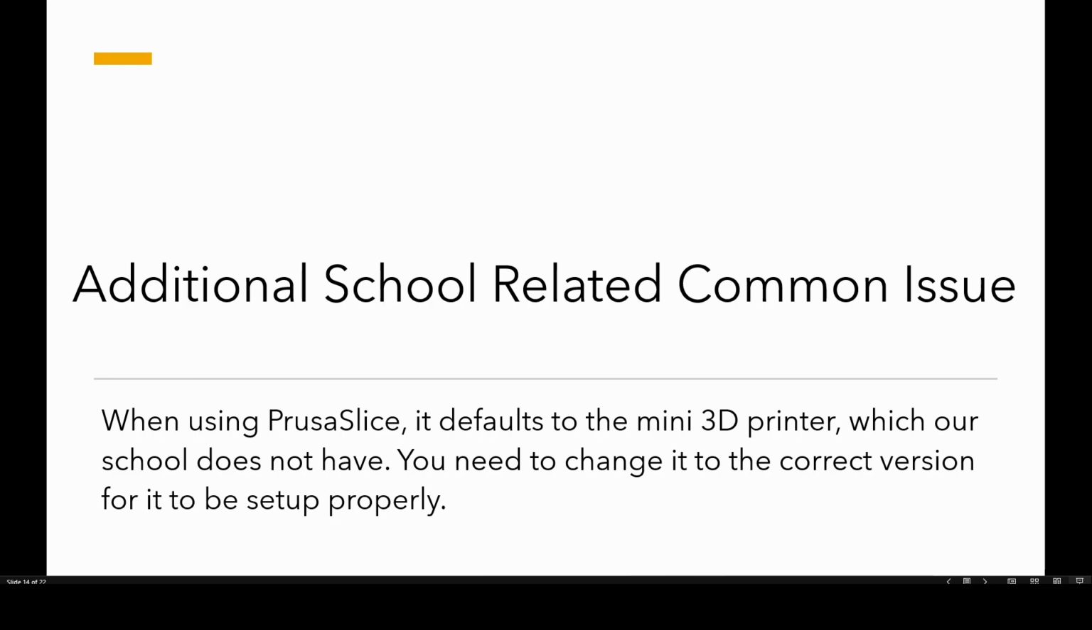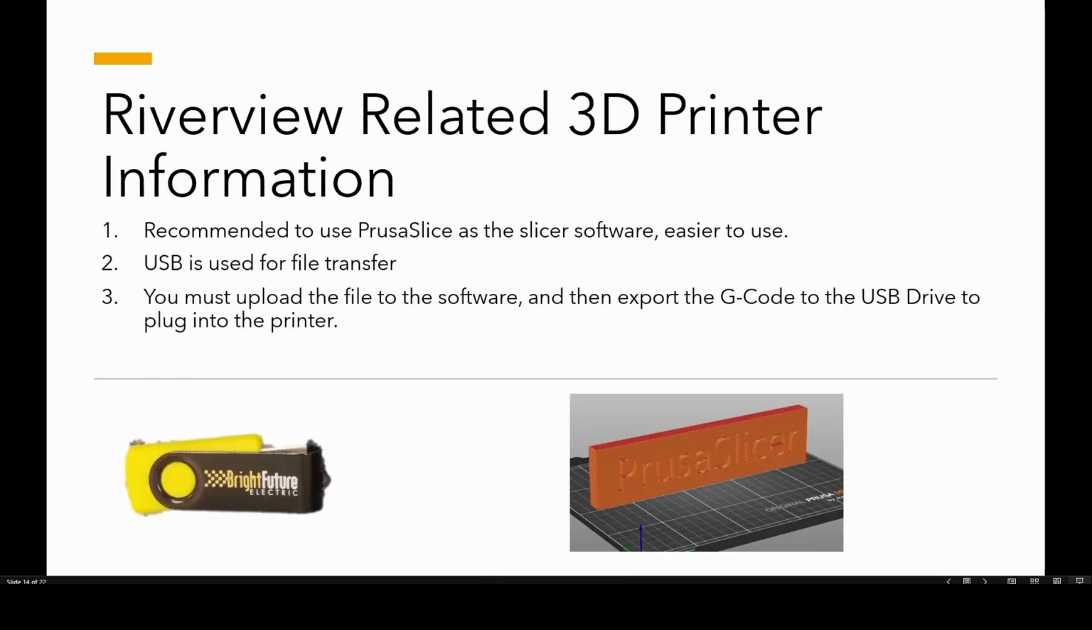And some other Riverview related 3D printer information. It is recommended to use Prusa Slicer as the slicer software, as it is easier to use than the other one. USB is used for the file transfer, and you must upload the file to the slicer software, and then export the G-code to the USB drive to plug into the printer.